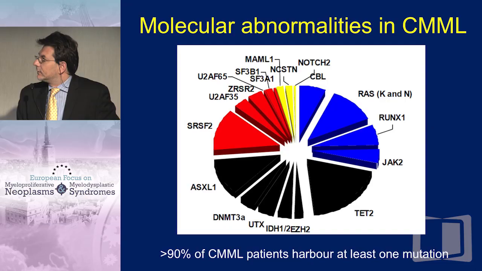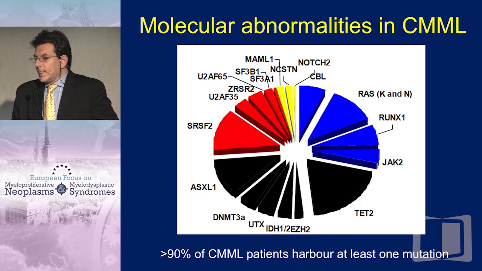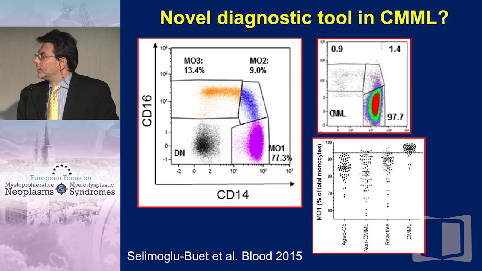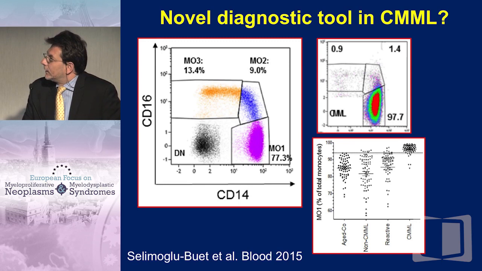But in the last few years, thanks to deep sequencing technologies, we now know that several molecular abnormalities may occur in patients with CMML, so that more than 90% of patients with CMML have at least one of these mutations if they are investigated. So it is easier to make the diagnosis. And we also have some novel diagnostic strategies now developing. This has just been published a few weeks ago.